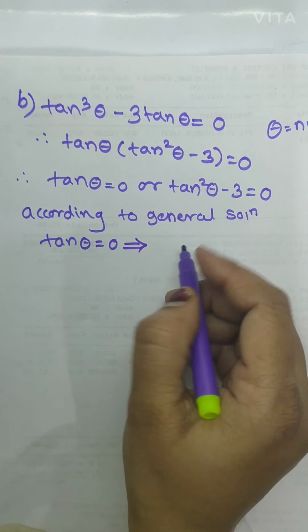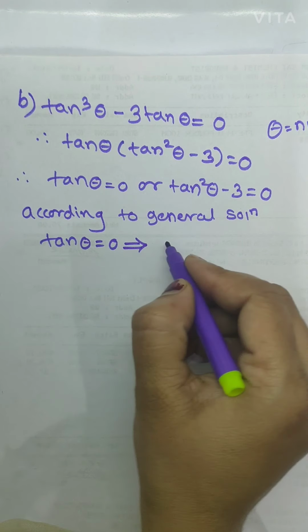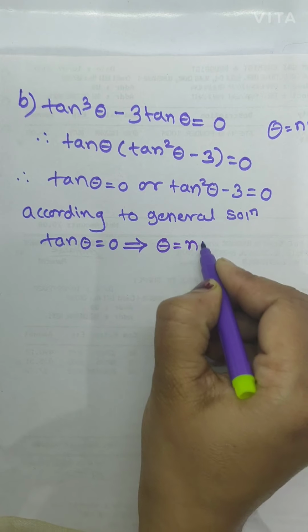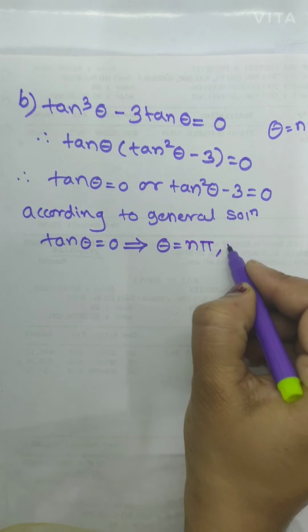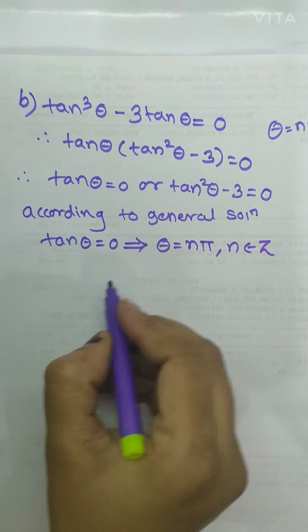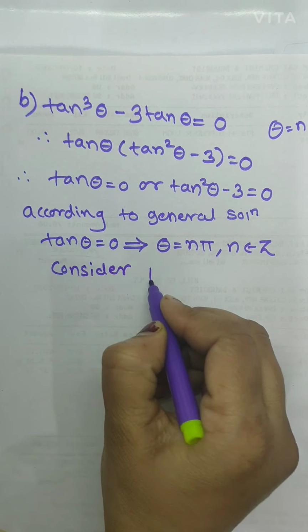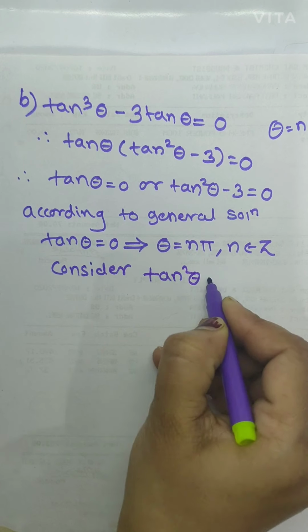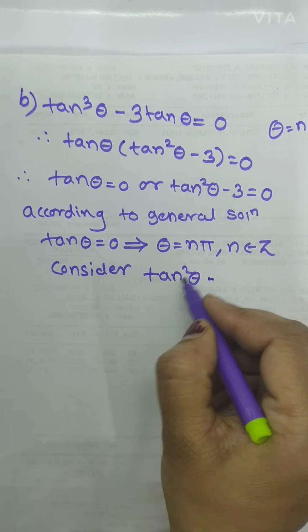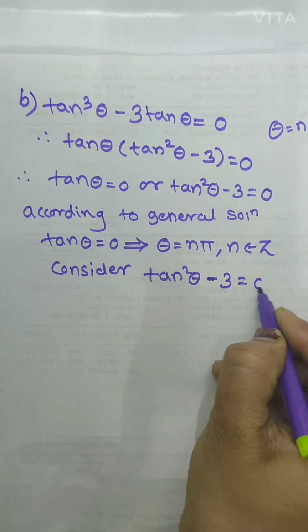According to the general solution, tan theta equals 0. This implies that theta is equal to n pi, where n is an integer. Now consider tan square theta minus 3 equals 0.